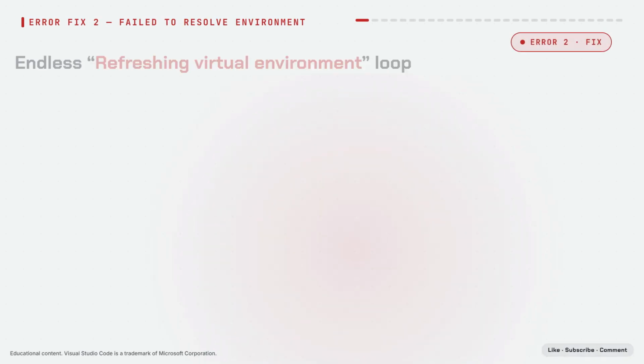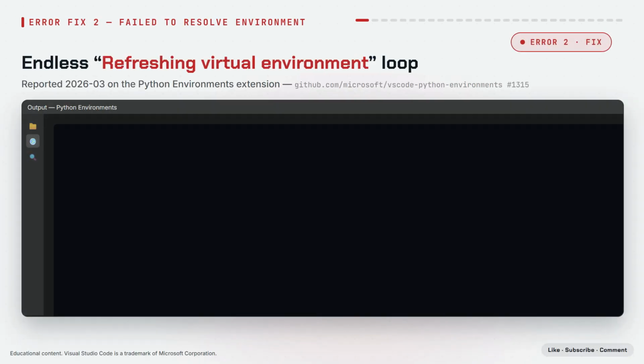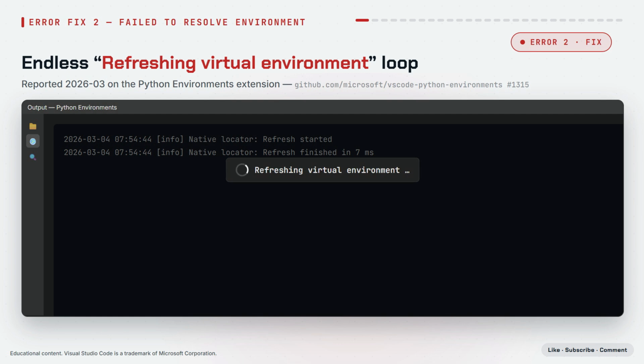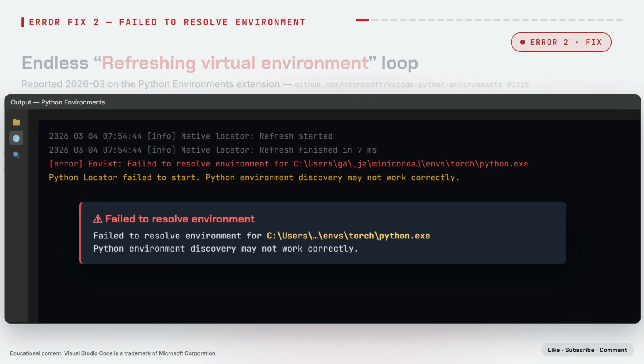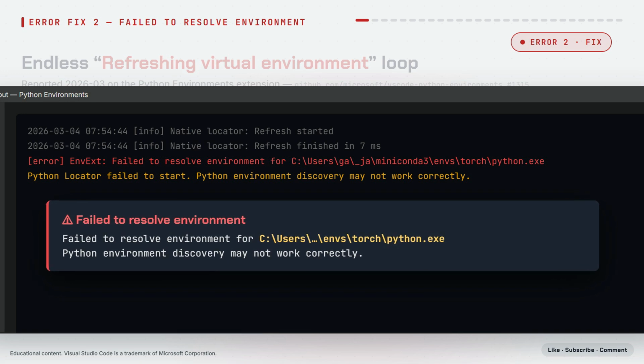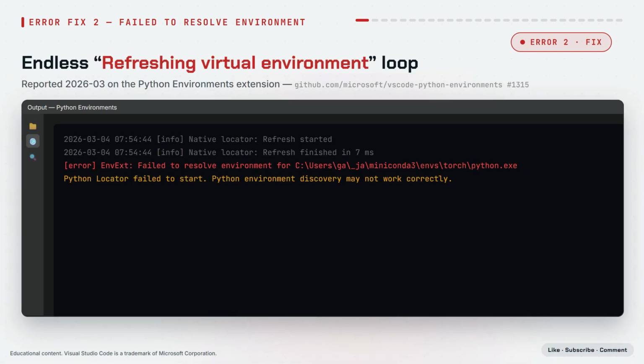Error 2. Failed to resolve environment. VS Code spins forever, refreshing virtual environments. The fix is simple. Refresh all environment managers from the command palette. Check that Conda is on your path, or set the Python Conda path. If it still fails, enter the interpreter path manually.